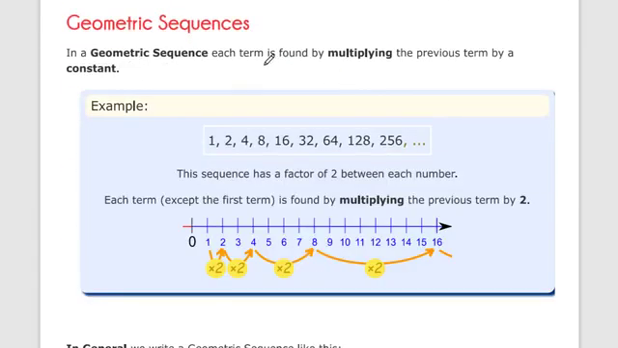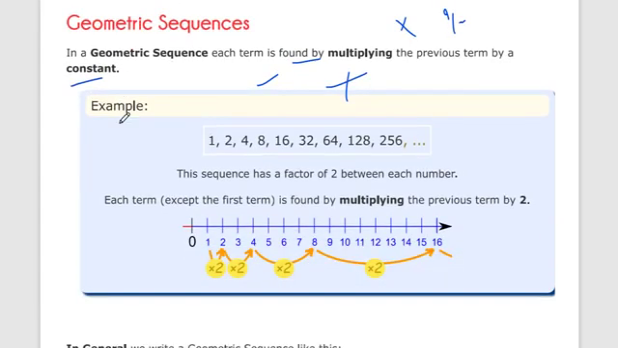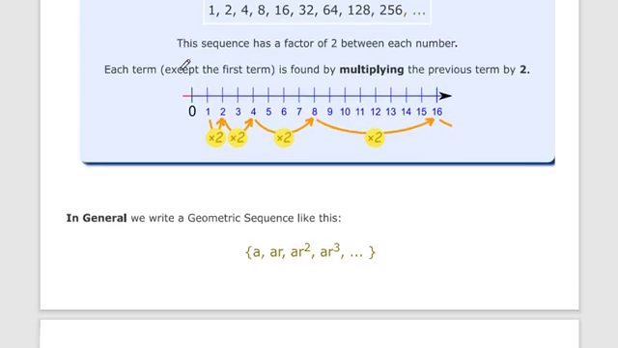In a geometric sequence, each term is found by multiplying the previous term by a constant. In arithmetic we have difference or addition, but in geometric we have multiplication or, let's say, division, and it is a constant. In both sequences we get the constant. If it is a constant, then it's called a sequence. Otherwise it's not a sequence, it's generally just numbers. So the difference or multiplying is always a constant.